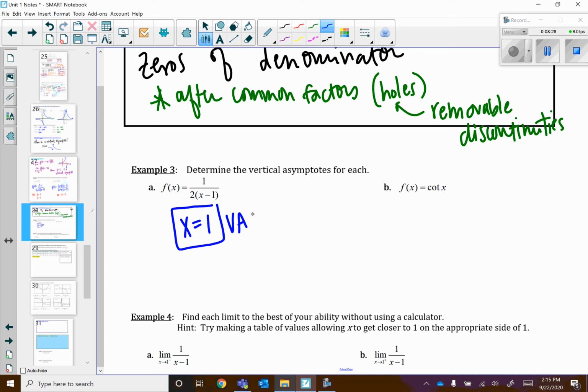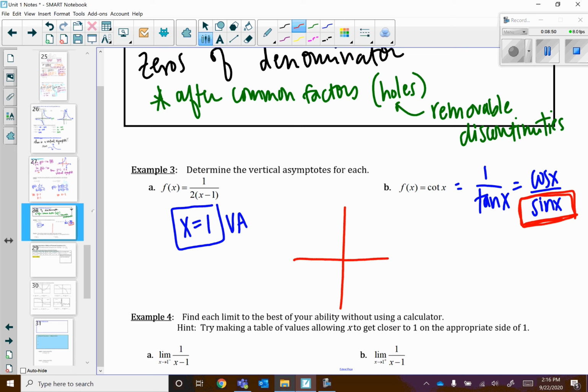f of x is equal to cotangent. Ooh, we have to think a little bit. Cotangent is the reciprocal of tangent, right? Tangent is sine over cosine. That means cotangent is cosine over sine. All right, so now I need to find the places where sine is equal to 0. I'm going to consider the graph of sine for a moment. That's what I like to do, but you could think about the unit circle too, right? This is sine.